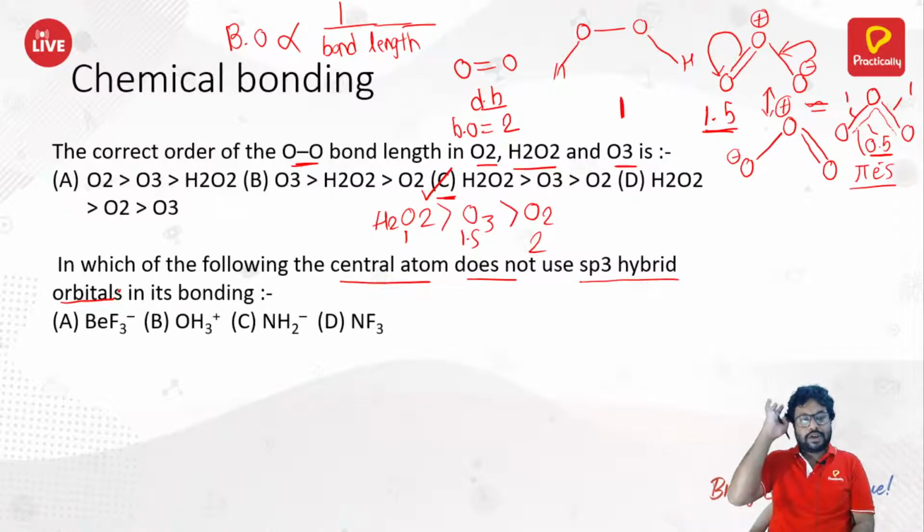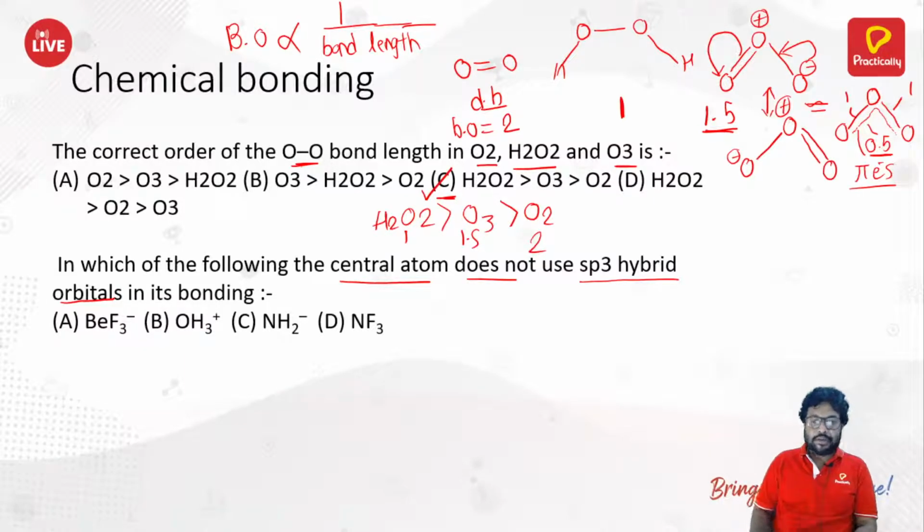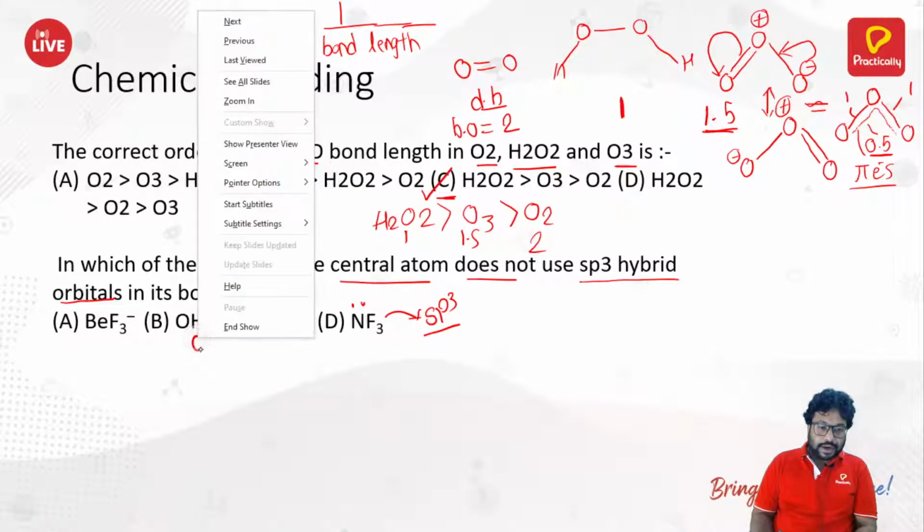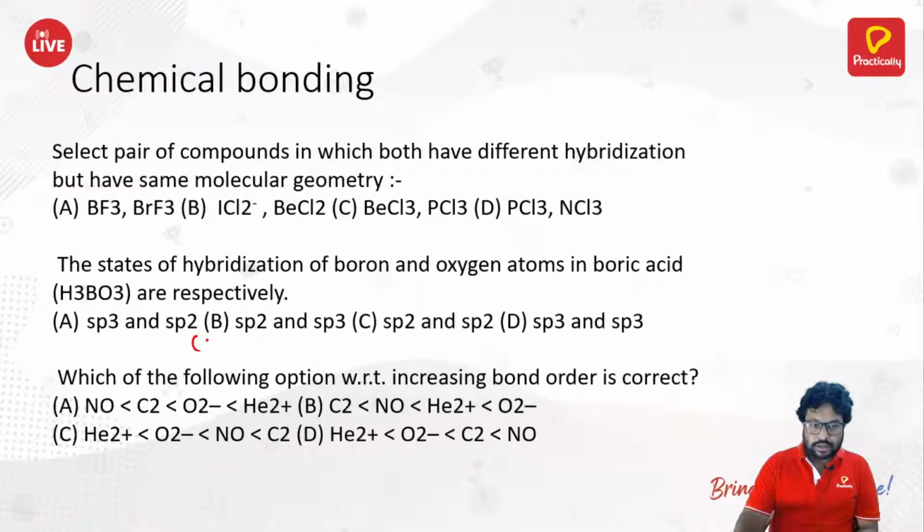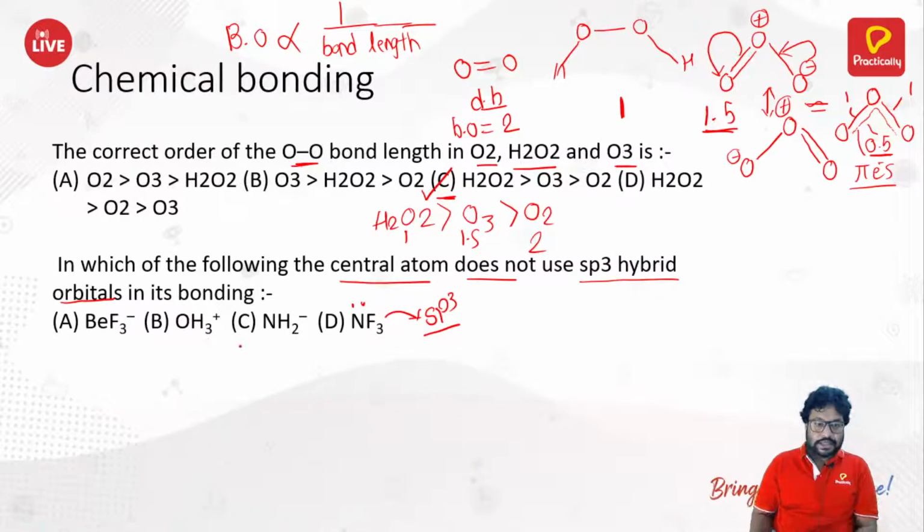Which of the following does not use sp3d hybrid orbitals? We saw in NF3 that you have 3 bond pairs and 1 lone pair, so this is already sp3. We had seen in the previous examples that H3O plus is also sp3. Now we remain with BeF2, BeF3 1 minus and NH2 1 minus.